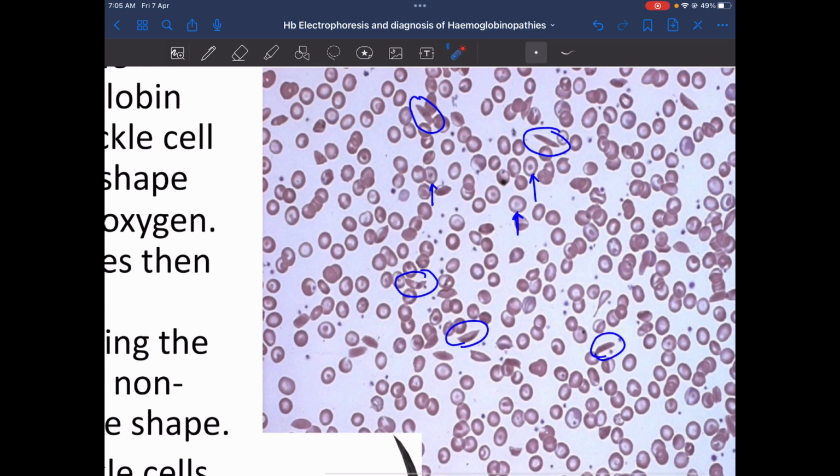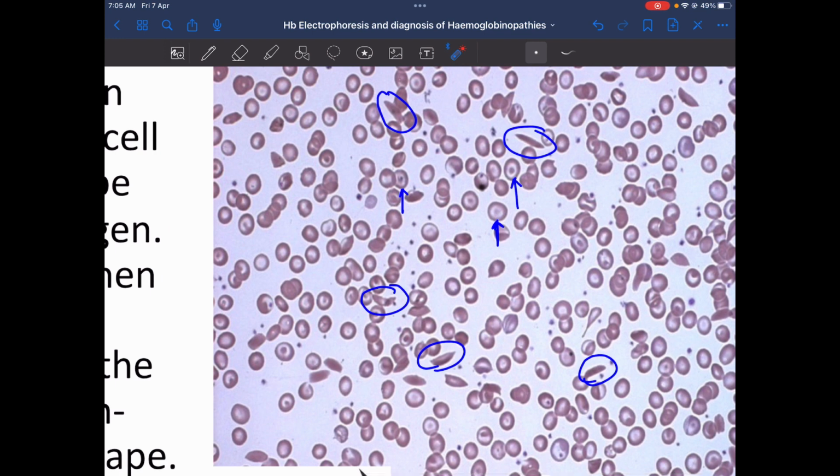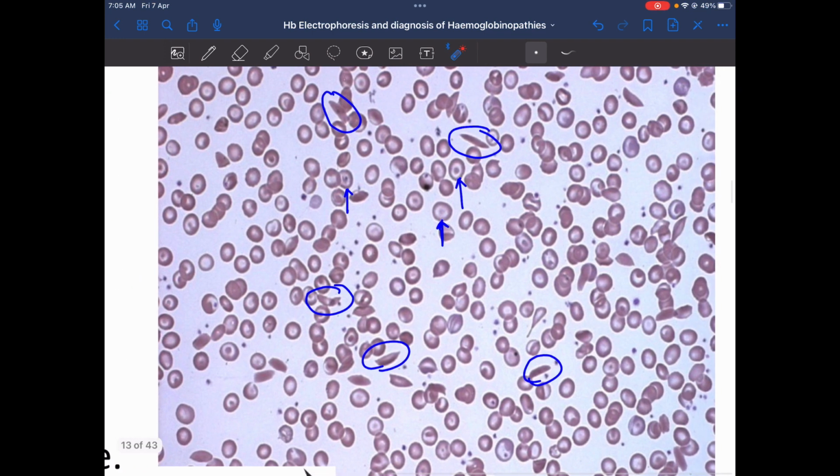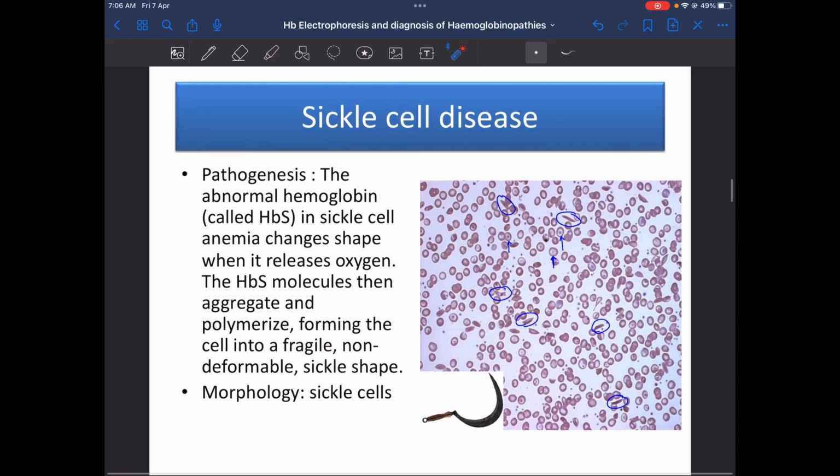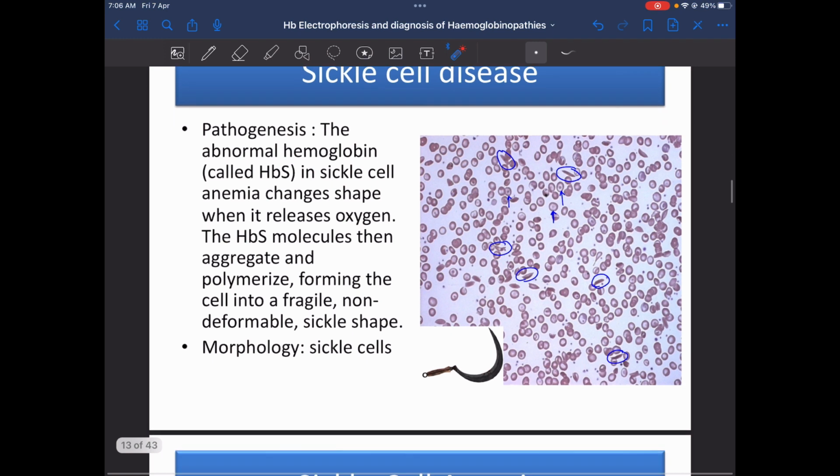There's another important thing that I wanted to tell you guys about in this picture. You see a lot of these target cells right here. We're going to talk about this later, but this is one of the ways that you actually diagnose sickle cell, through a peripheral blood smear. That's what this picture is.